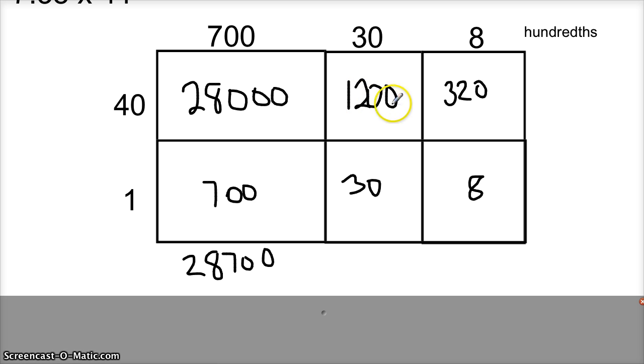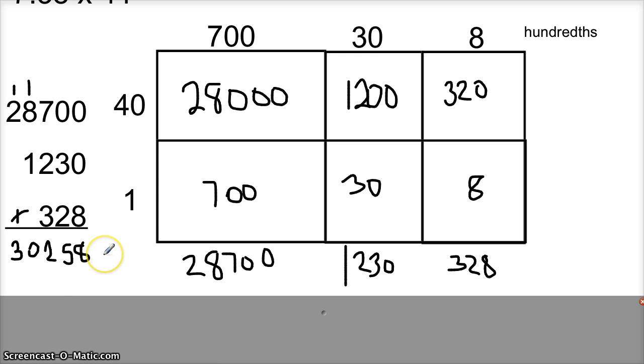Then I have 1,200 and then 30. That makes 1,230. And then 320 plus 8 makes 328. So now what I'm going to do is add up these 3 numbers so that I can get my problem. Okay, so when I added them all up, I got 30,258, which is a huge number, especially when considering what my estimate was.